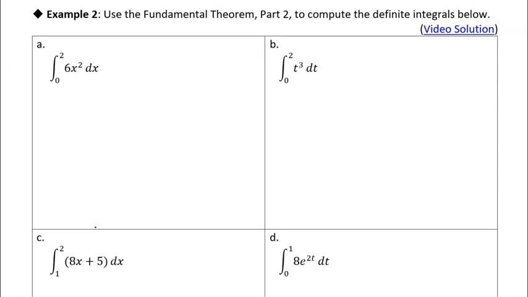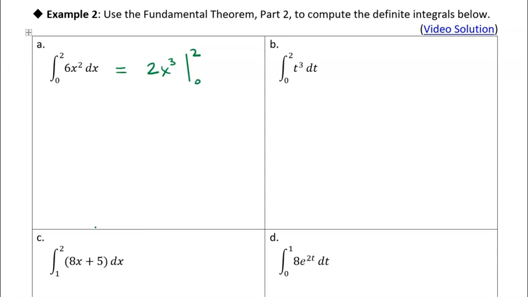Okay, so the first thing we're going to do is find the antiderivative of 6x squared. Now we're going to have 6 times x cubed over 3, but I can cancel that 3 and I'll make it into 2x cubed. Okay, that's the antiderivative. And I want to evaluate 2x cubed from 0 to 2.